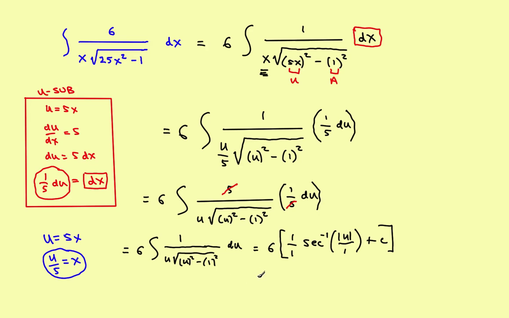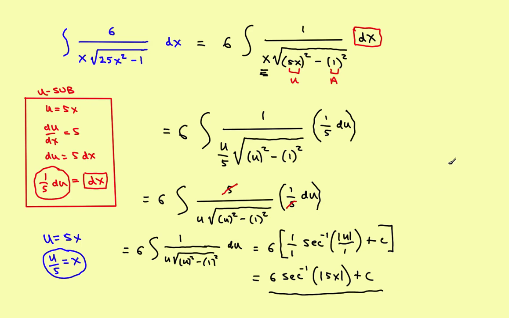And the last step of the problem is just to substitute u with what it's equal to. So those 1's cancel out, and you get 6 times the inverse secant of the absolute value of u, but u is equal to 5x. Then tack on a plus c, and it took a little work to get there, but finally you're finished. So there's that one.